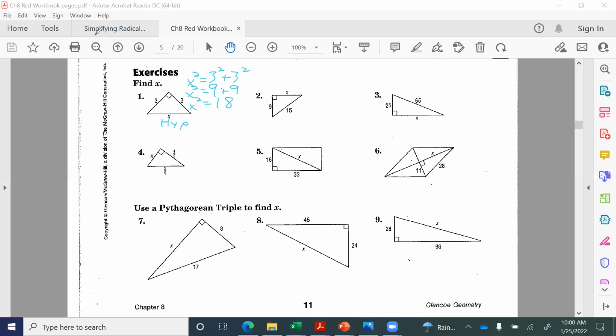Now, how do I get rid of the 18? So how do I get rid of the square? Square root. So square root both sides. So now x is equal to the square root of 18. Now we're back to what we did yesterday. We have another radical to simplify. What's a perfect square that goes into 18? 9. So this breaks down to square root of 9 and square root of 2. What's the square root of 9? 3. So this is 3 square root 2. That'd be a good answer.